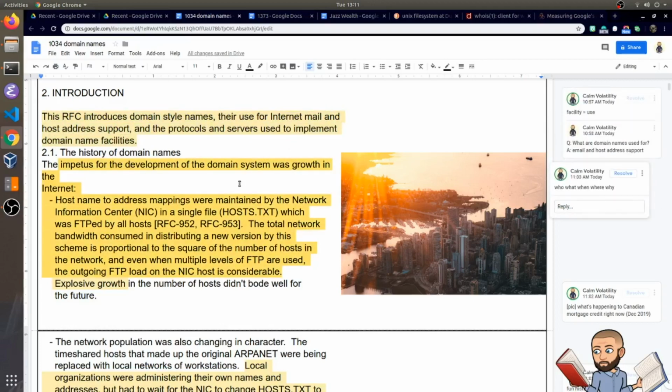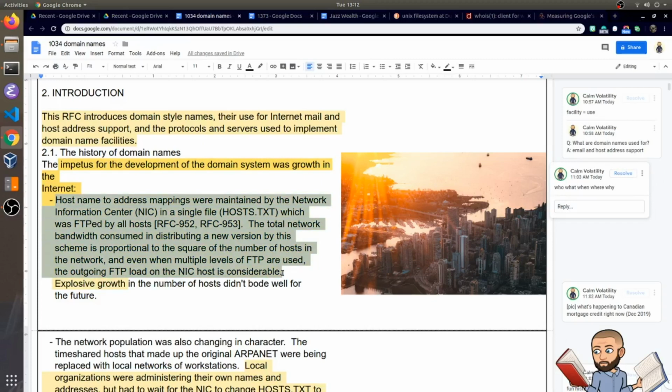Now, the impetus of the development of the domain name system was growth in the internet. It's really that simple. And this picture is a picture of a city in Canada because right now, Canadians are experiencing explosive growth in mortgage credit. So because the internet's going through explosive growth, I threw that picture there.